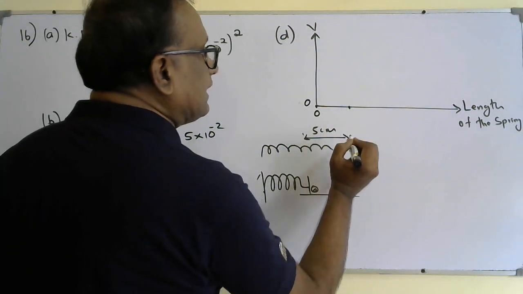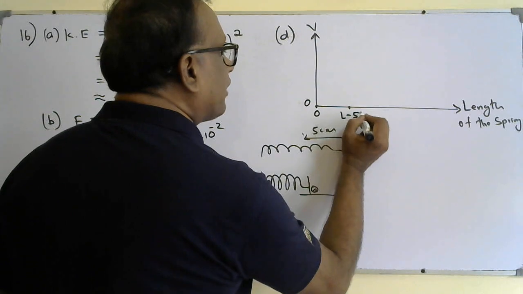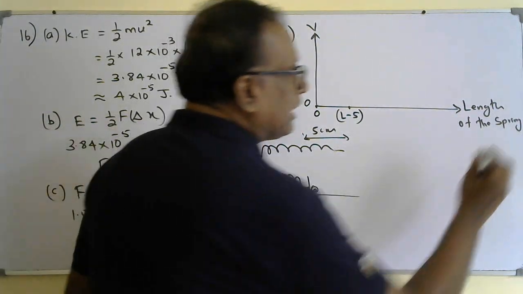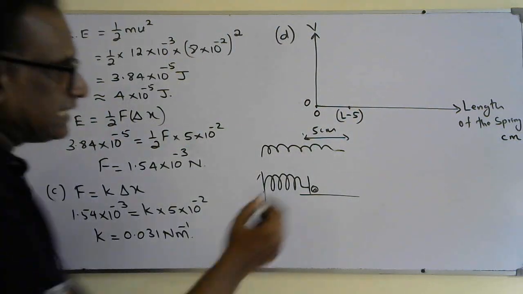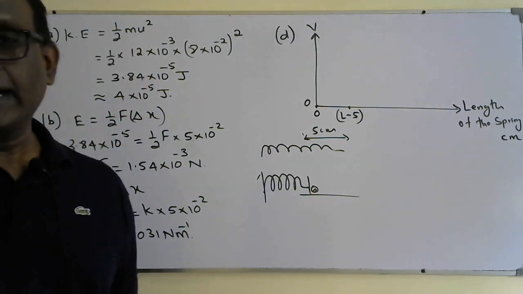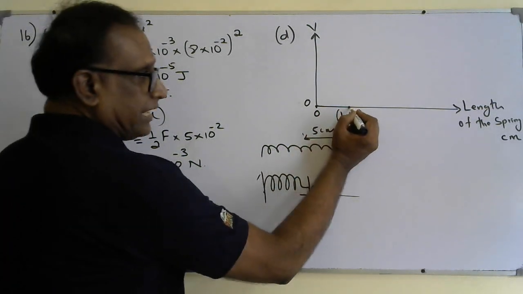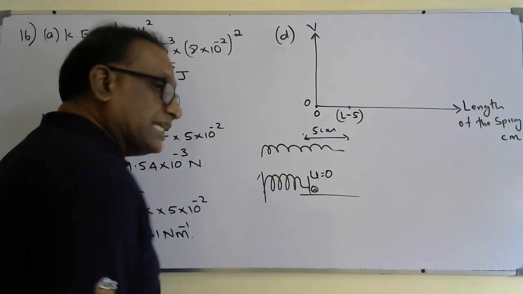So the initial length of the spring is L minus 5 centimeters. They didn't give the unit for the length of the spring, but if you want, you can put it as centimeters, no problem. The initial length is L minus 5 because it's compressed by 5 centimeters. At that moment, the ball is released with initial speed 0.